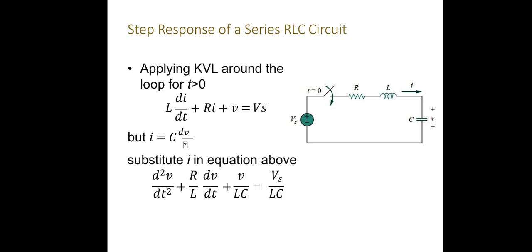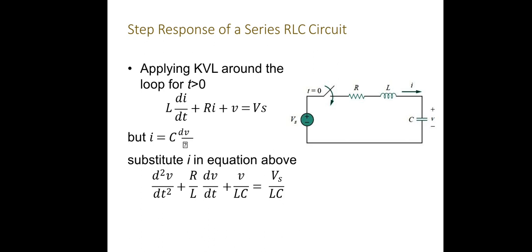Similarly, you may apply that the current flows through the resistance, therefore iR plus L di by dt plus the voltage across the capacitor, 1 by C integral i dt, plus the source V. Generally, we get i in the capacitance as C dV by dt. Then substitute i in the equation: i is equal to C dV by dt.